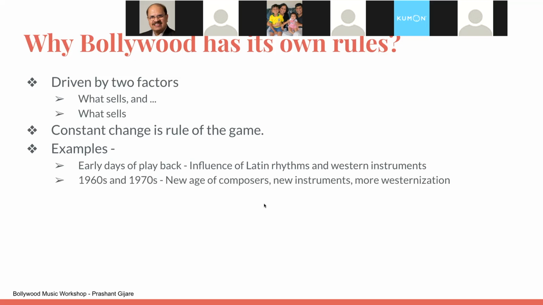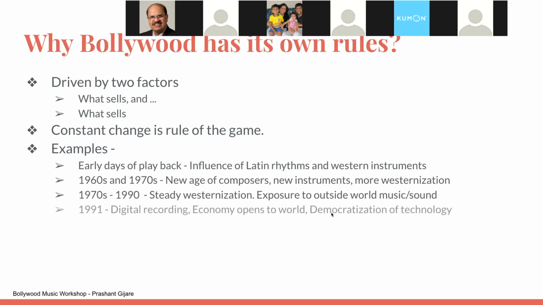60s to 70s, a new age of composers came, and they brought new instruments and added more westernization. R.D. Burman came, he changed the entire ball game of music. 70s to 90s, I would say it remained steady, the same style of music, just a different way of addressing it. But after digital recordings, after the 90s, everything suddenly changed.